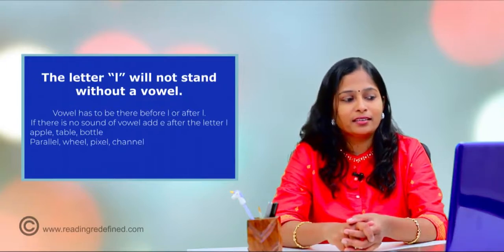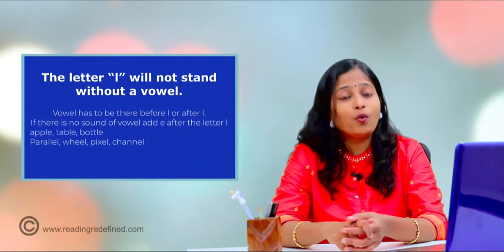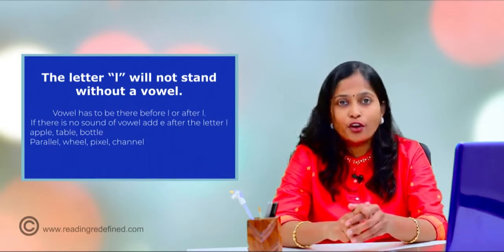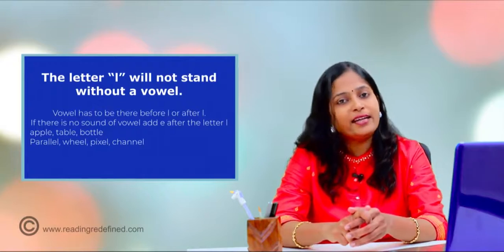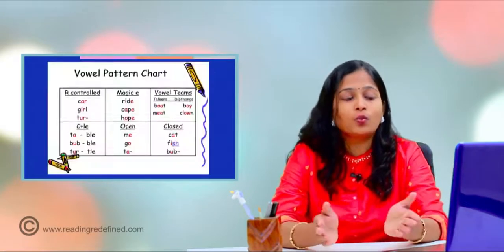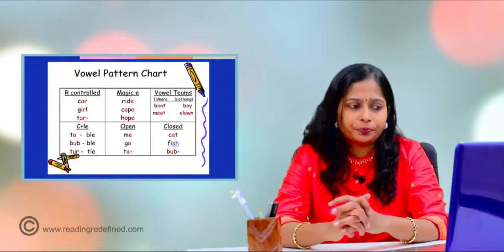Did you understand? In words like table, bottle, if you split the words into two, there will be no vowel sound in the second syllable. So as I told you, L will not stand alone. We add E at the end of the word after L. So we have to understand the vowel patterns as well.